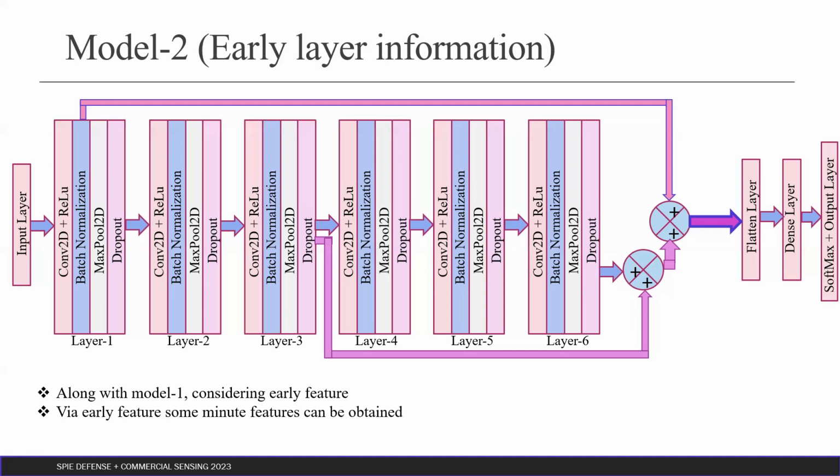In this way, the model is trying to predict the main feature and also some minute features, so that it can classify very easily in fine-grained classification.